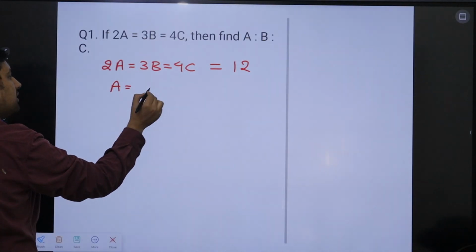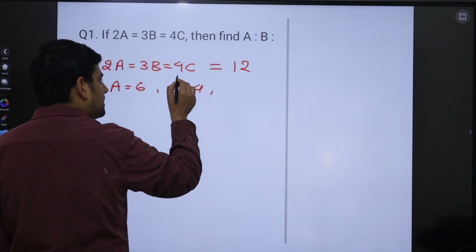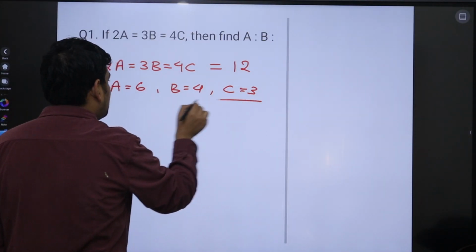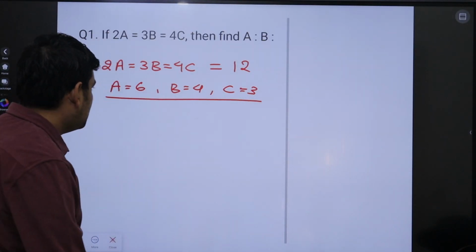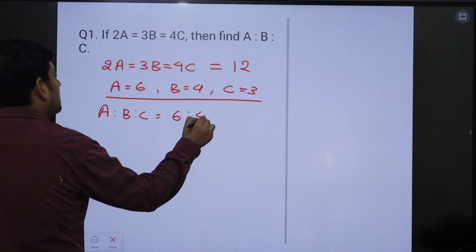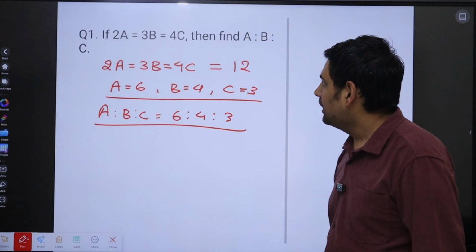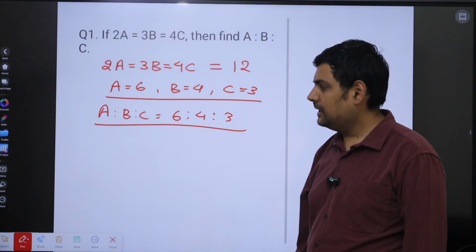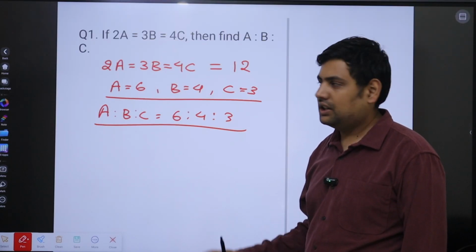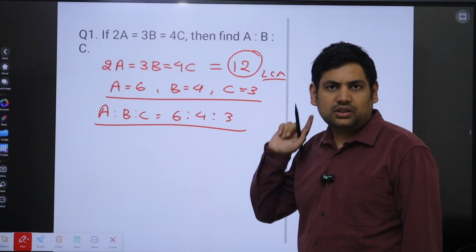Then what you get? You get the values. A is equal to 12 by 2, that is 6. B is equal to 12 by 3, that is 4. And C is equal to 12 by 4, that is 3. So these are the 3 values that you get. Now it is asking you the ratio of A, B, C. So it will be 6 ratio 4 ratio 3. That's it. Simple. Understood? Just by writing here whatever you may feel is the LCM or the product of the numbers.